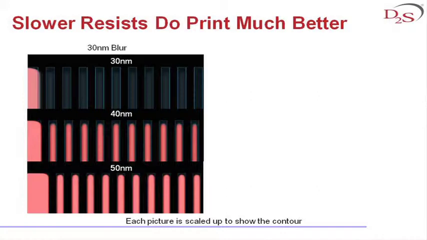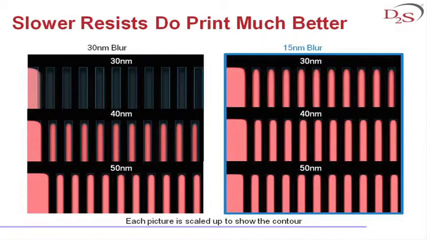So as opposed to the 30 nanometer combined blur that we were assuming before, here are some simulation results for 15 nanometer combined blur, which is probably the best you could do right now from a chemistry point of view. So if you compare to the 30 nanometer, it's pretty clear. With 30 nanometer blur, you can't draw 30 nanometer lines, but with 15 nanometer blur, you can do that. And you can see that the line end pullback on 40 nanometer is significantly improved by using the 15 nanometer blur.